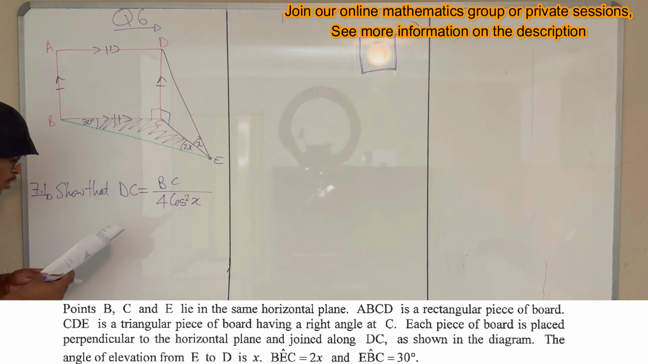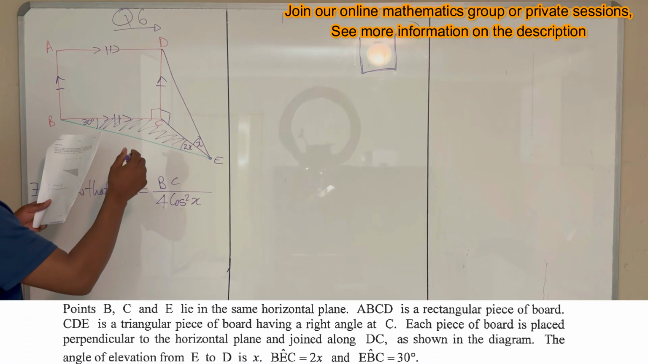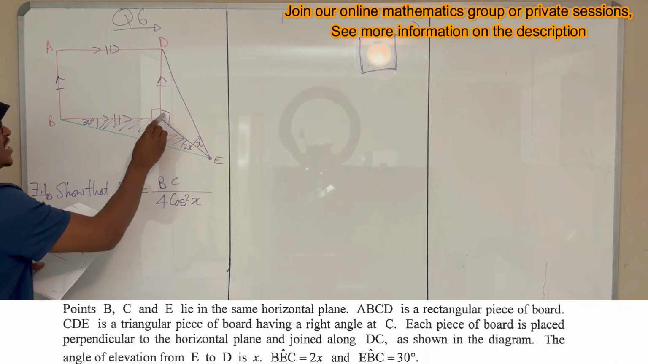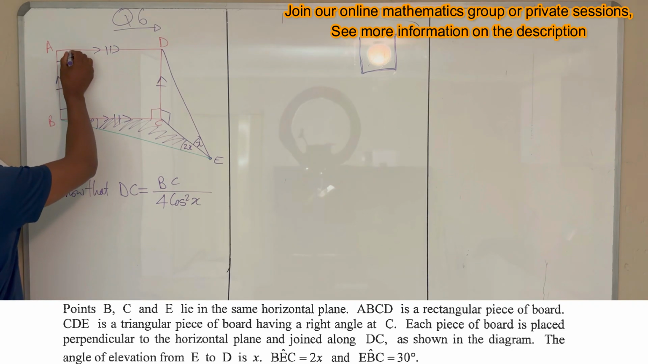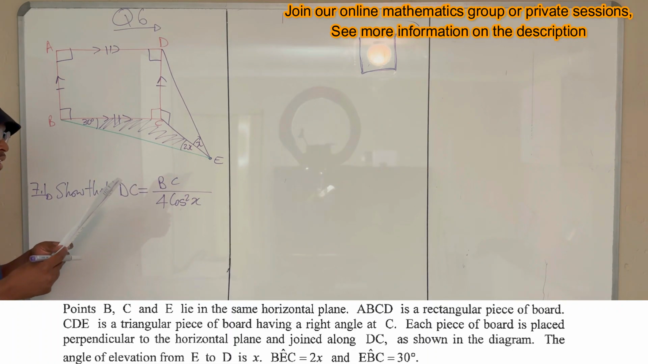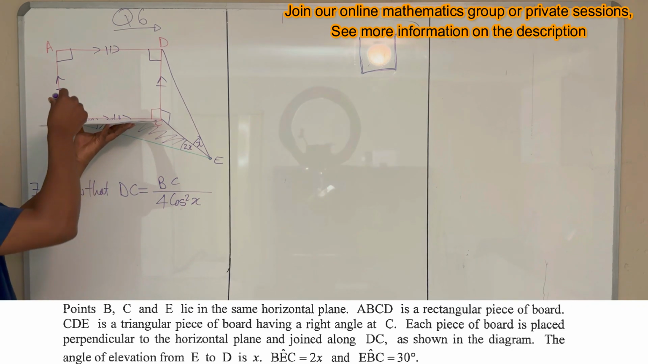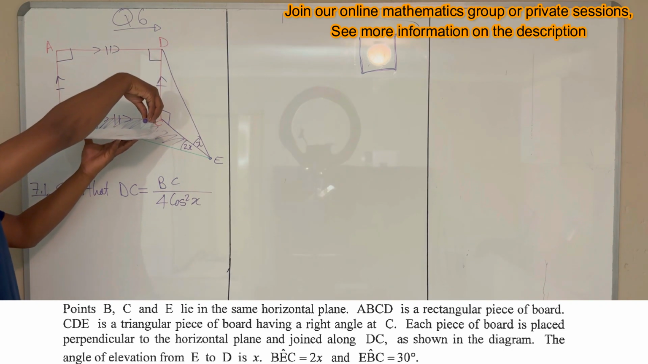Right? No problem. They're saying now, CDE is a triangular piece of board having a right angle at C. So they're saying CDE is a triangular piece of board that has a 90 degree angle over there. Right? And since this is a rectangle, all of these angles are 90 degrees. You know them. So they went on to say each piece of board is placed perpendicular to the horizontal plane. So since this one, BCE, is horizontal like this, this one is placed vertically so that it's perpendicular to this one, and that one as well is also perpendicular.